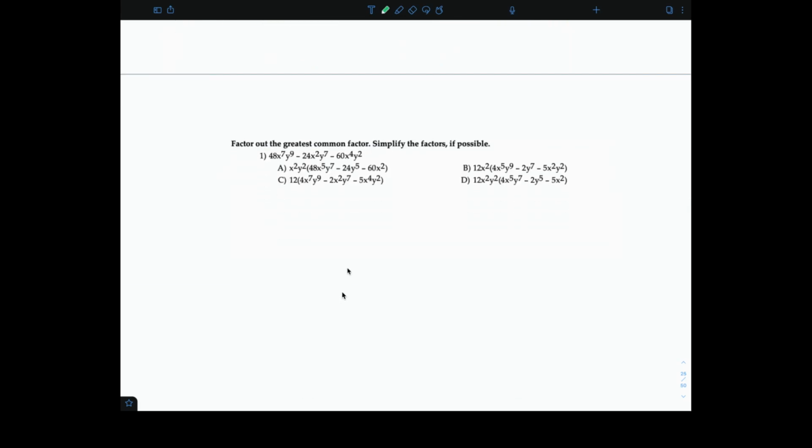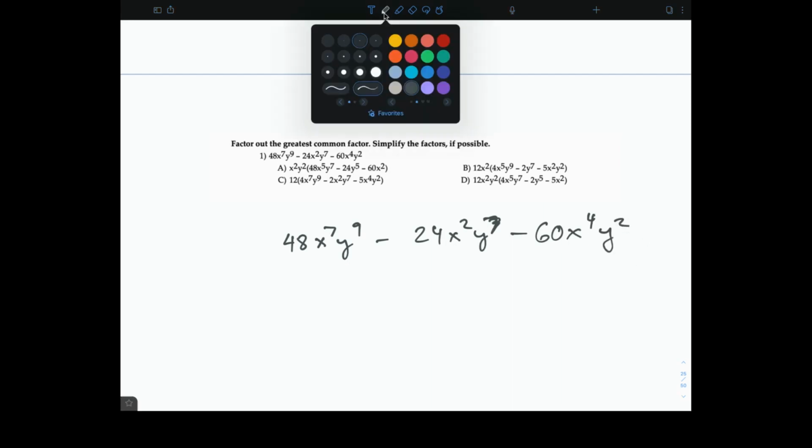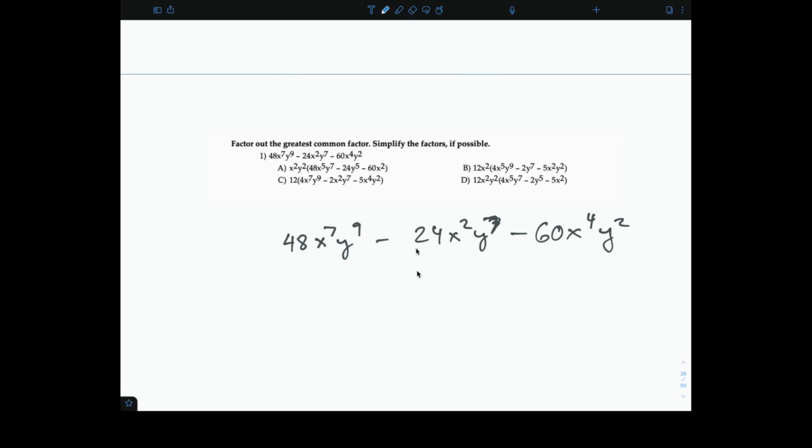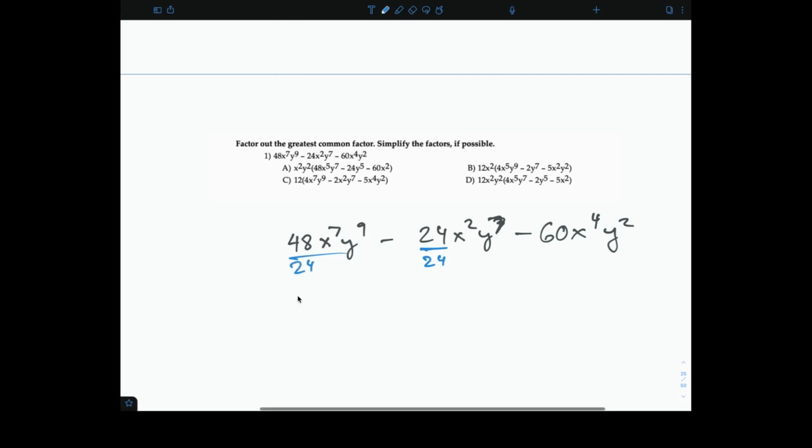All right, so here it says factor out the greatest common factor. When you factor out a greatest common factor, this is a fancy way of saying you're going to see what you can divide everything through by. Now, the hardest part about doing this is playing with the numbers. If you're looking for a systematic approach, take the smallest number, which is 24, and ask yourself, can I divide everything through by 24? And 24 works with 48, but it doesn't work with 60. So that's not going to be the GCF.